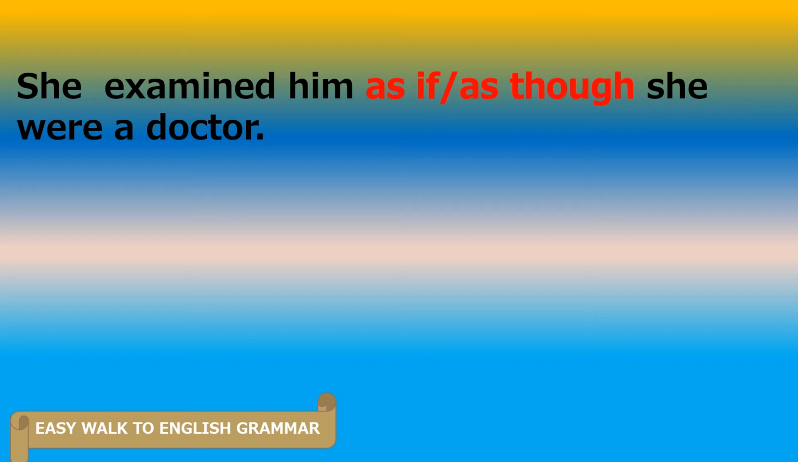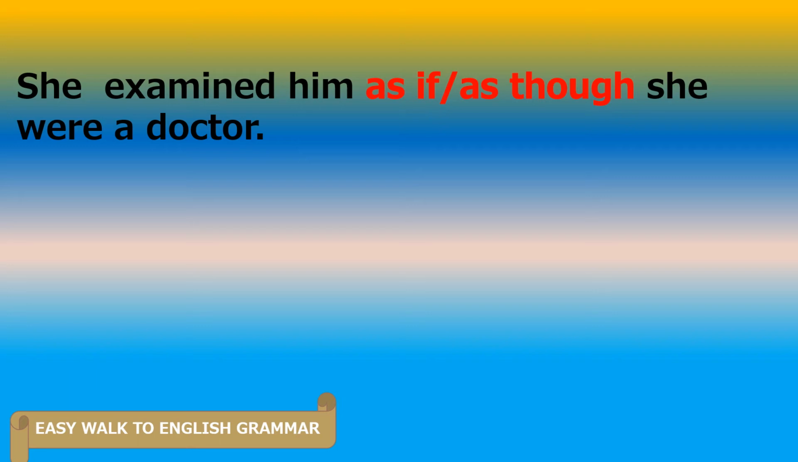And if you closely observe the sentence, you can see we have used the past tense form of the verb in the sentence: examined. She examined. And we used were in the other part of the sentence, as if or as though. If you want to make yourself clear about the two parts of the sentences, please do watch part one of as if in our channel, Easy Walk to English Grammar. It will help you a lot in differentiating the first part and the second part of the sentence, and you will find learning as if and as though very easy.